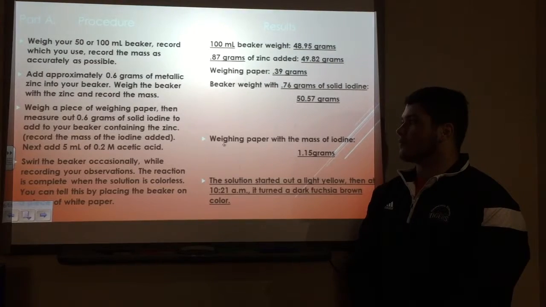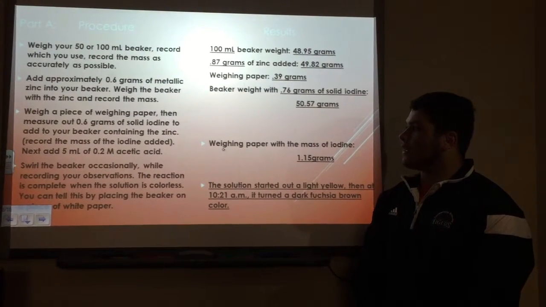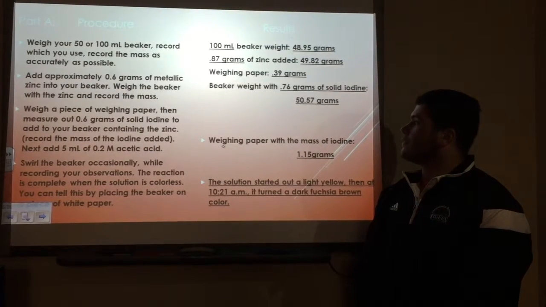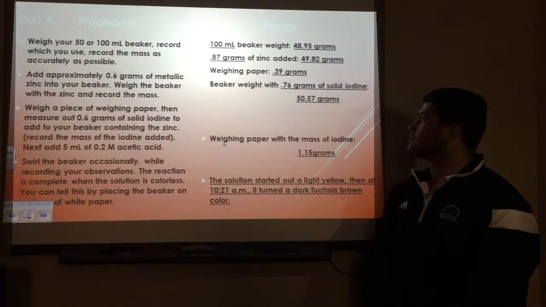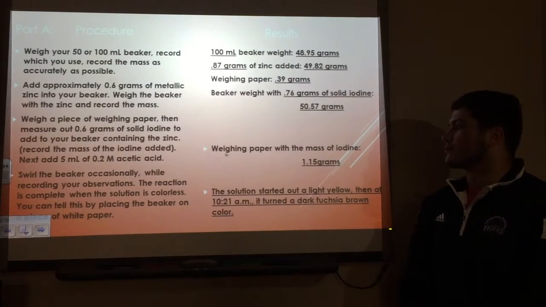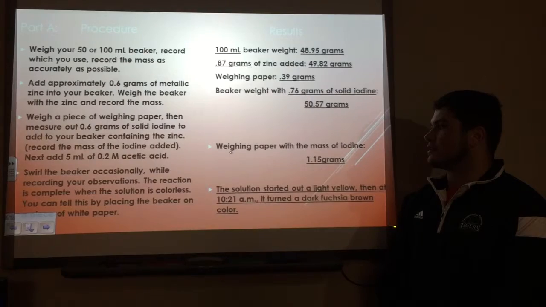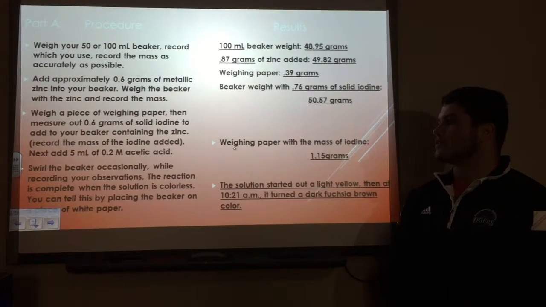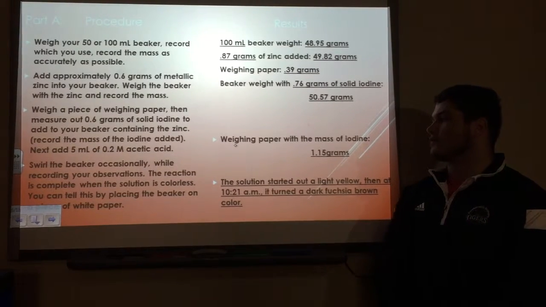We took a piece of weighing paper and weighed it and got 0.39 grams, and then weighed out 0.6 grams of solid iodine. With the weigh paper and the mass of the iodine, we got 1.15 grams. For the mass of the iodine, we got 0.76 grams. We added the solid iodine to our beaker containing the zinc, and next we added 5 milliliters of 0.2 molar acetic acid. We swirled the beaker occasionally while recording our observations.